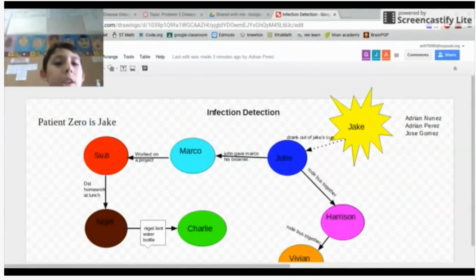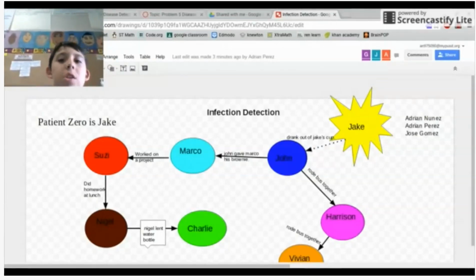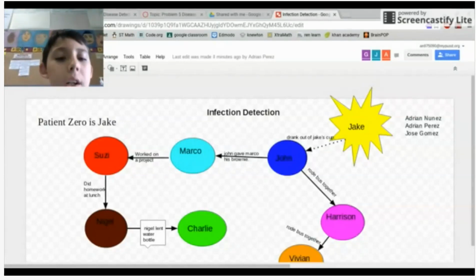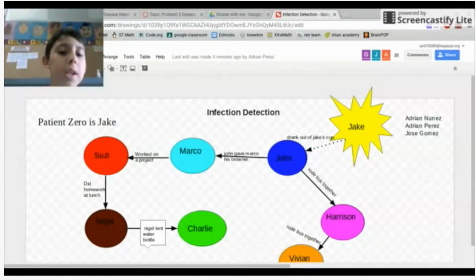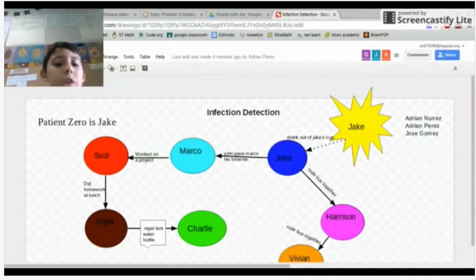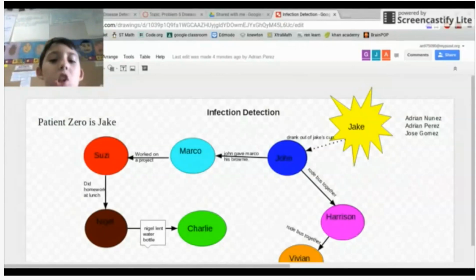Hi, my name is Adrian, and this is our design process to find out who patient 0 is. First, we have Susie. Susie is the first one who passed on an illness to Nigel because she did homework at lunch with him. Then Nigel lent a water bottle to Charlie because he was coughing so bad and got Charlie sick.